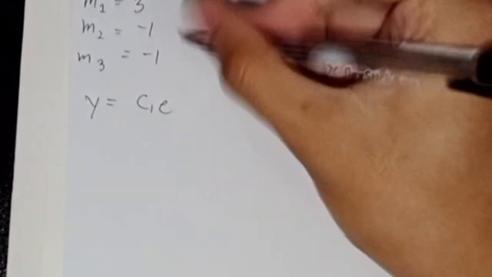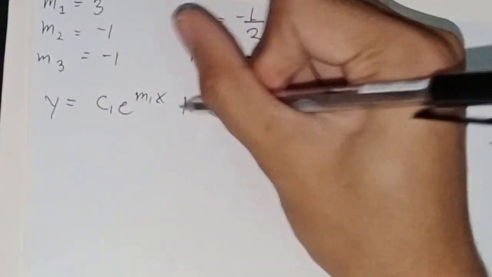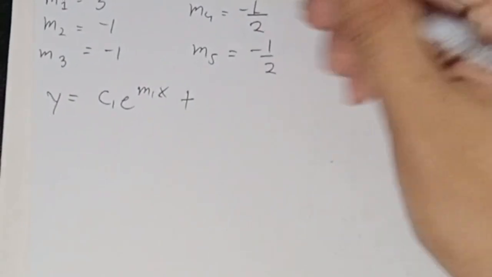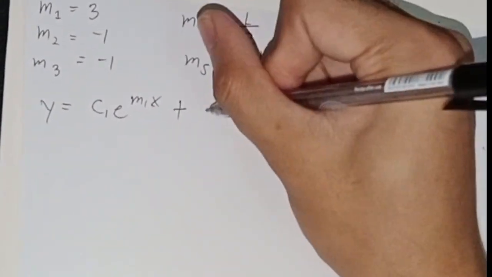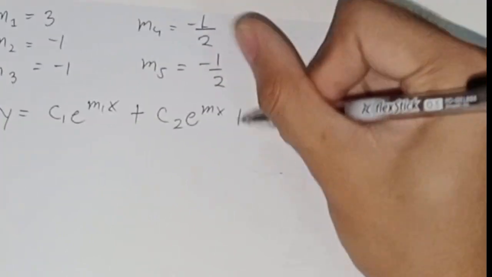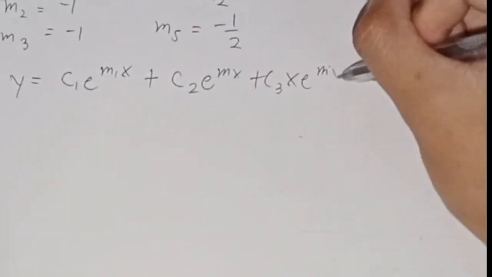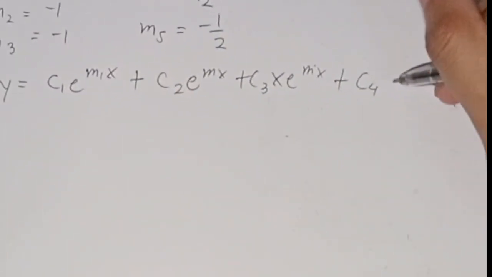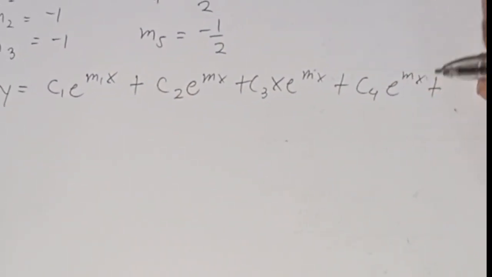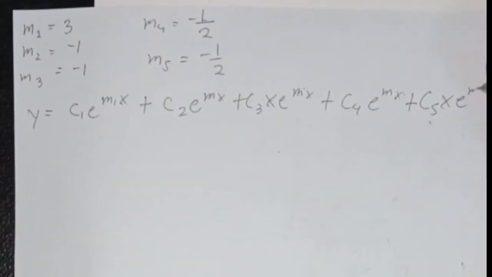The solution of the auxiliary equation with repeated roots is written in the form of y is equal to c sub 1 e raised to m sub 1 x, because we have a distinct root, plus our two groups of repeated roots. So that is equal to c sub 2 e raised to mx plus c sub 3 x e raised to mx plus c sub 4 e raised to mx plus c sub 5 x e raised to mx.